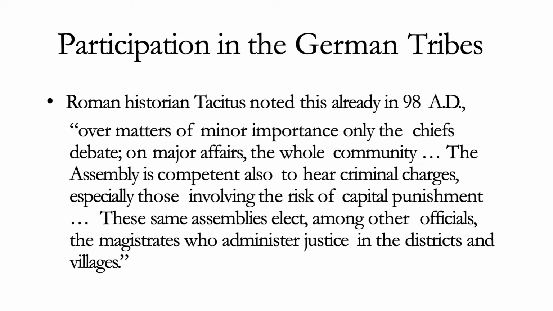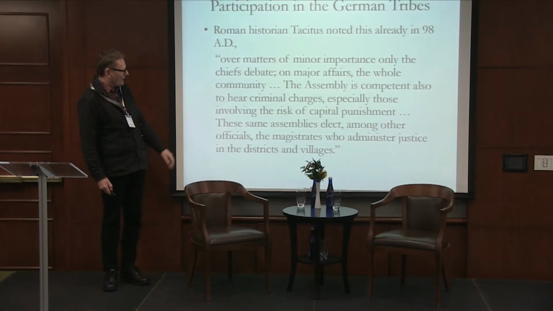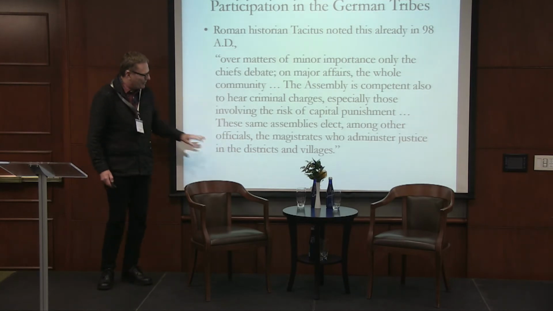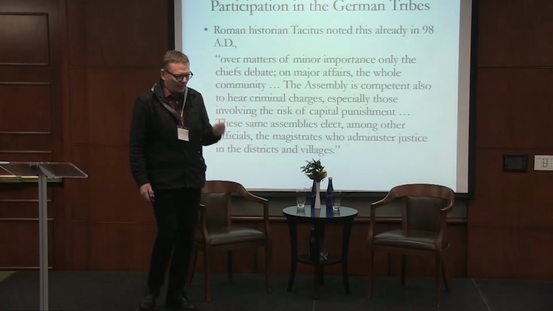This comes from the Roman historian Tacitus. Here's a description. There's too many words here, but the Germanic tribes had a political system which was incredibly participatory. Okay, so Tacitus is talking about debate. He's talking about the assembly. He's talking about the assemblies electing rulers and officials, and they're very involved in administering justice.